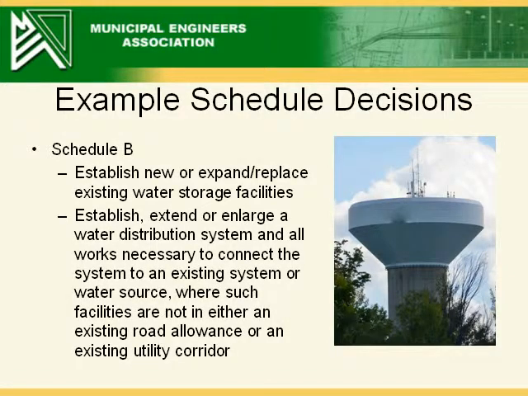Schedule B, establish new or expand/replace existing water storage facilities. Establish, extend, or enlarge a water distribution system and all works necessary to connect the system to an existing system or water source where such facilities are not in either an existing road allowance or an existing utility corridor.